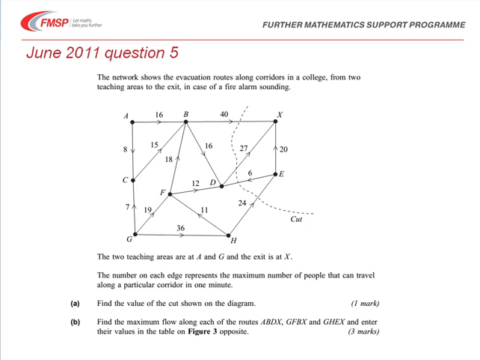It says the number on the edges represents the maximum number of people that can travel along the corridor in 1 minute. Well, in the first part of the question, we're asked to find the value of the cut that's shown on the diagram, and then to work out the maximum flow along each of three particular routes, and enter them in a table which is given on the answer sheet.